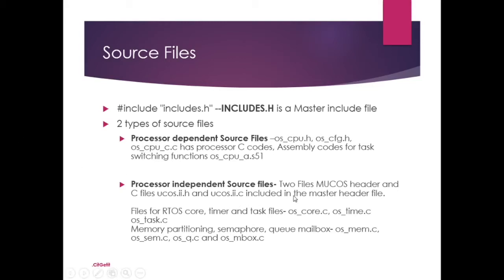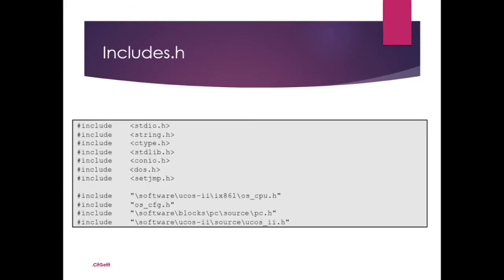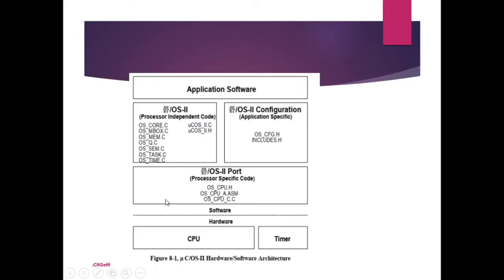Then there are processor independent source files, which consist of the main RTOS kernel, the MicroC OS2 C and header files, then OS time, OS task, then semaphore related files, mailbox related files, queue related files. Okay, so we can see the structure or basic structure of a RTOS, which consists of both hardware and software.